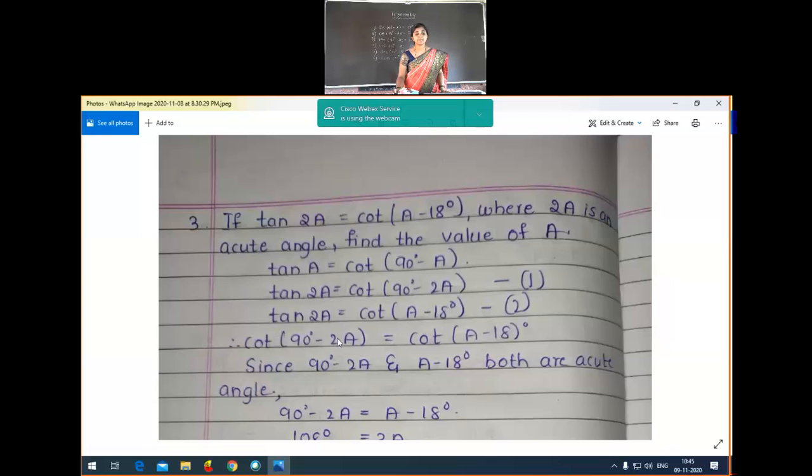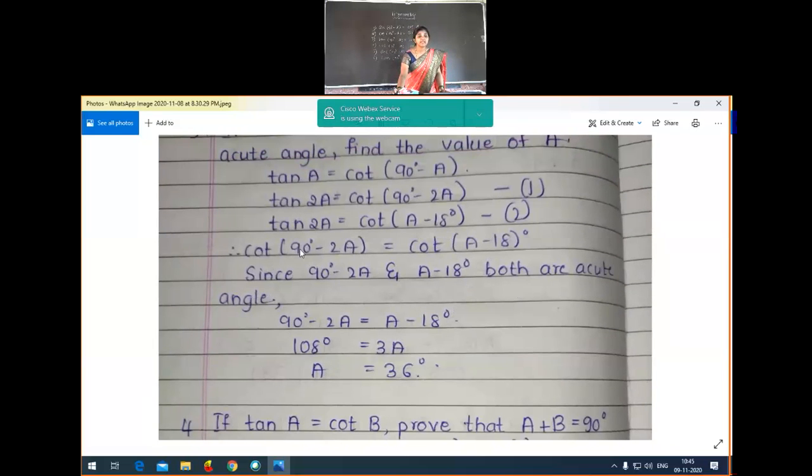Remaining is 90 minus 2a is equal to a minus 18 degree. Now consider the like terms on one side. Minus 18 when we transfer this side becomes plus 18. Then a minus 2a comes this side, then plus 2a which is equal to 3a. So here 90 plus 18 is 108. Then 108 by 3 is equal to 36. Okay, a value is equal to 36. This is the explanation of the third problem.